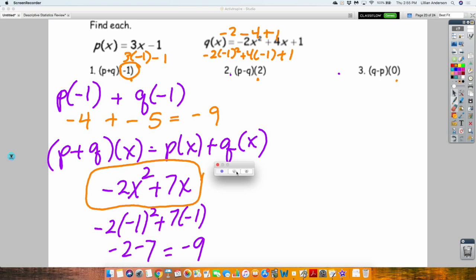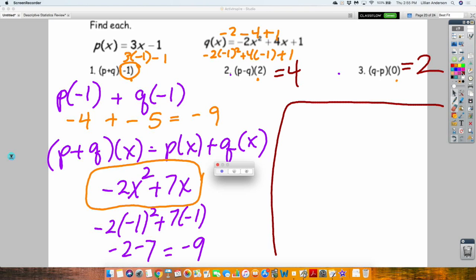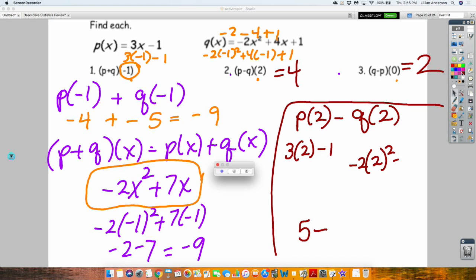Do I need to work either of those out? Which one? Number 2. Do you want me to do it by plugging in or doing the operation then plugging in? Okay, I heard more plugging in. This basically means I'm going to do P of 2 and then subtract it from Q of 2. So that means I have to plug 2 into the P function. 3 times 2 minus 1, 5. So that's P of 2. I'm going to subtract that by whatever Q of 2 is. That means I have to plug in 2 for every X. Order of operations, 2 squared times negative 2. 4 times 2. So that becomes what? And 5 minus 1 is 4.